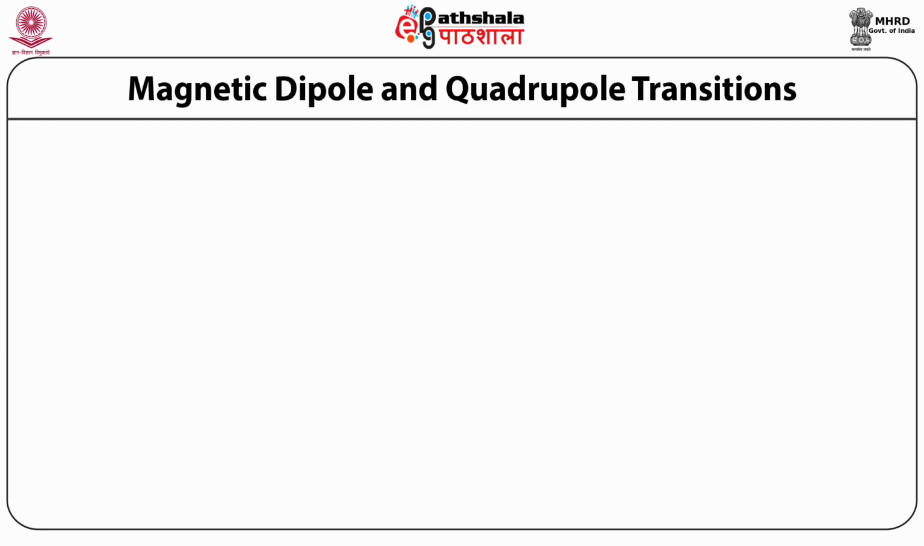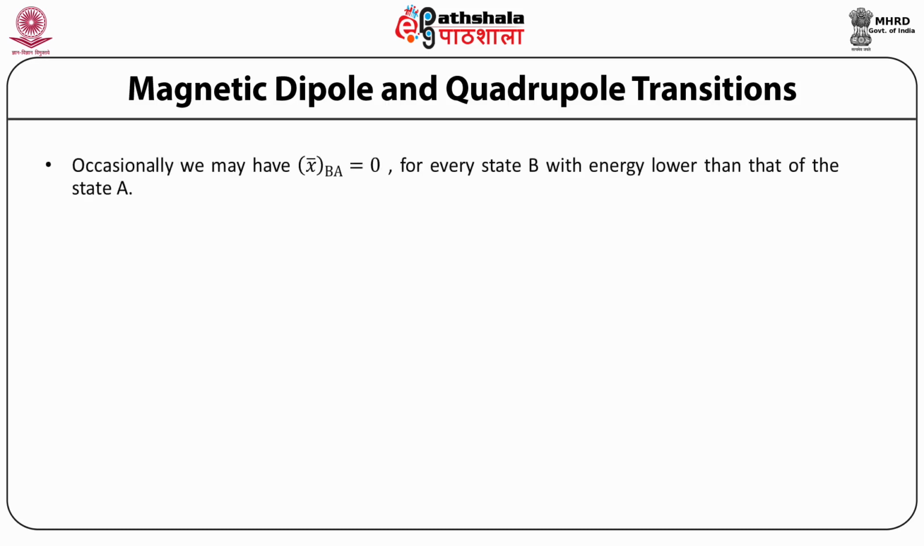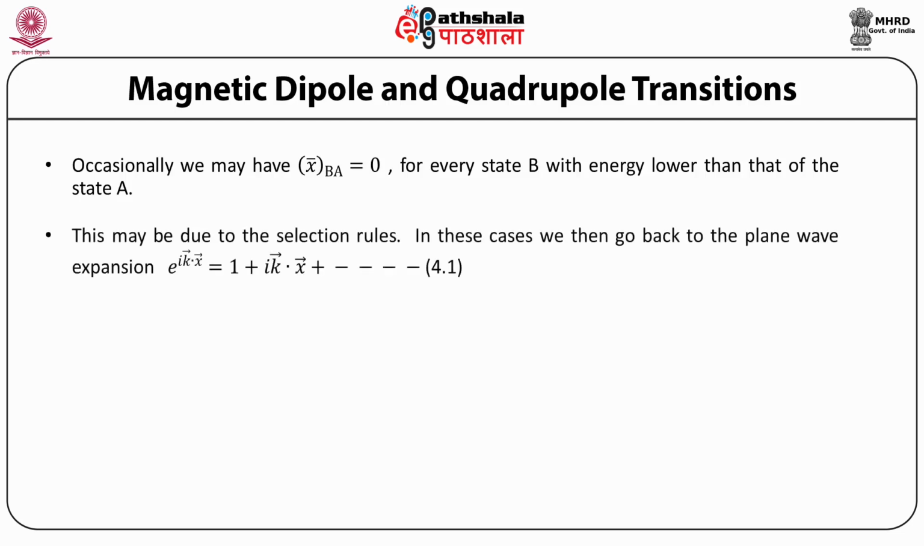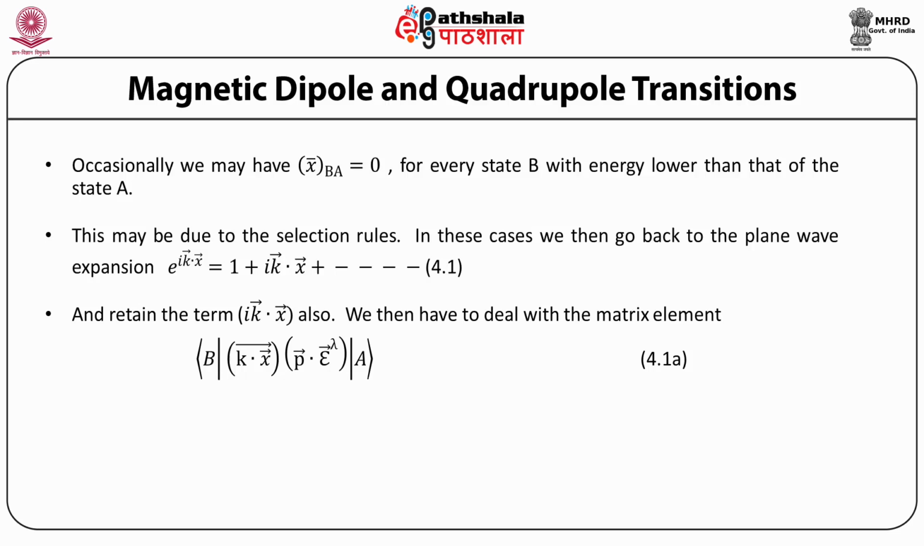The next higher order term that we consider is of magnetic dipole and quadrupole transitions. Occasionally we may have the x vector matrix element between B and A equal to 0 for every state B with energy lower than that of the state A. This may be due to selection rules. In these cases, we then go back to the plane wave expansion and use the second term i k vector dot x vector in equation 4.1. We retain the first order term. We then have to deal with the matrix element between B and A of k vector dot x vector and p vector dot epsilon lambda vector.